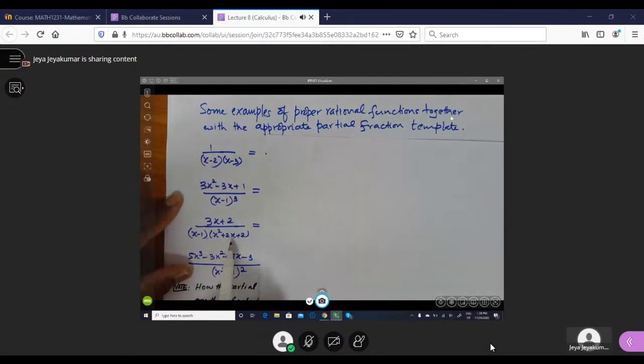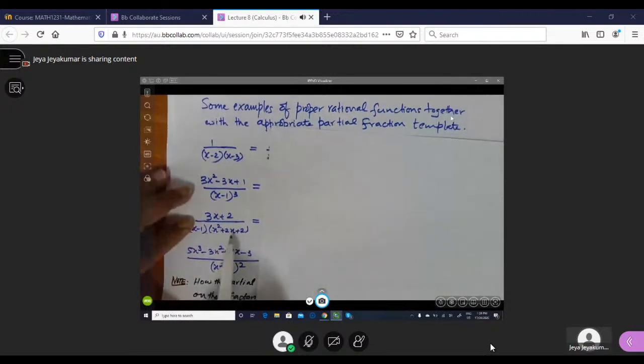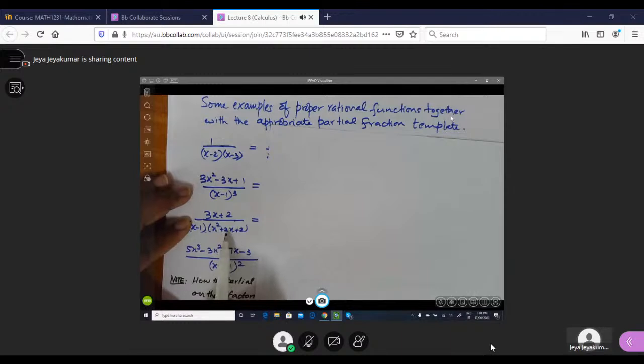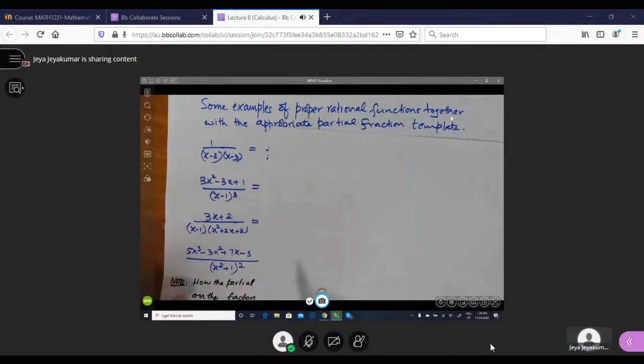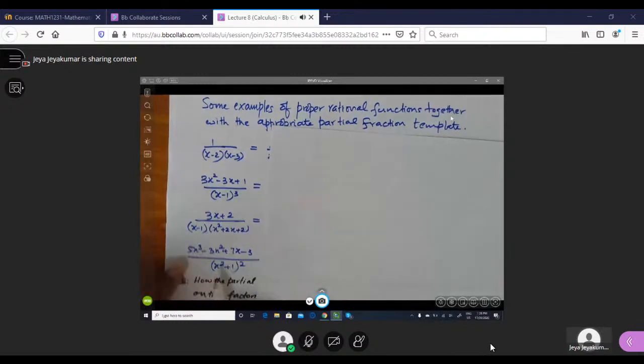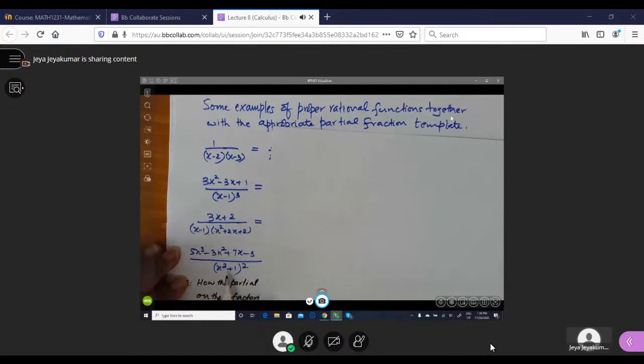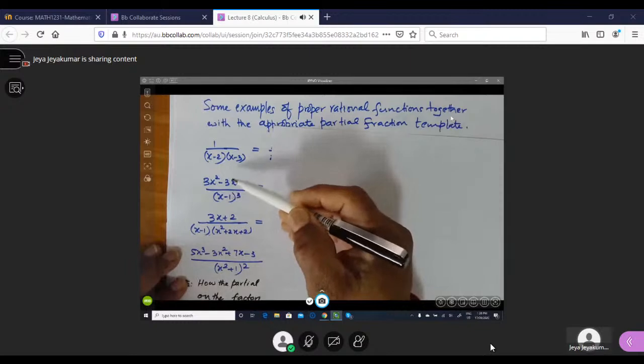x squared plus 2x plus 2, b squared minus 4c: 4 minus 8 is minus 4, which is less than 0. There's no real root for x squared plus 2x plus 2 equals 0, right? So it cannot be written in terms of linear factors. So therefore, same as here, x squared plus 1 is an irreducible quadratic term here. So that means the denominator here has been completely factorized.